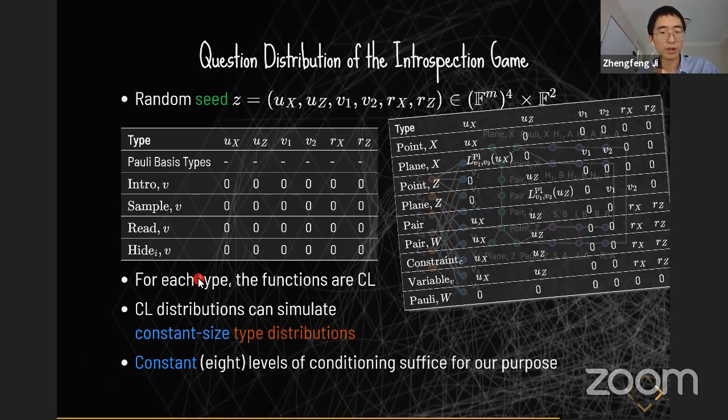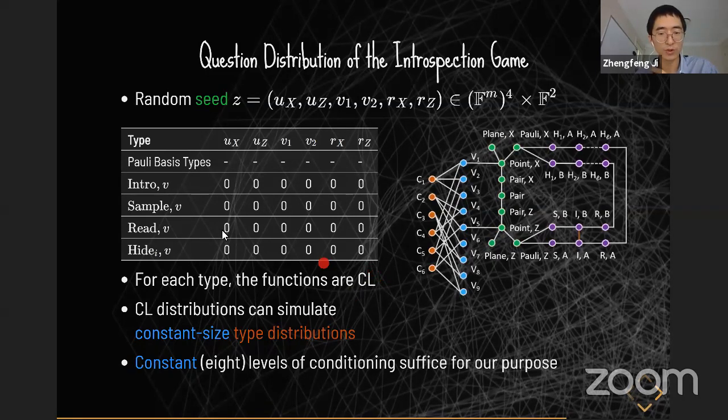That's because of the way the game is designed. And you can see that for each given type, the information you have can be computed from the seed using a CL function. The next thing is that you want to get rid of these types. The types form an arbitrary combinatorial graph. You want to simulate the distribution defined by the graph using conditional linear distributions. That's possible with some overhead, but that's okay, because we only consider finite size type graphs.